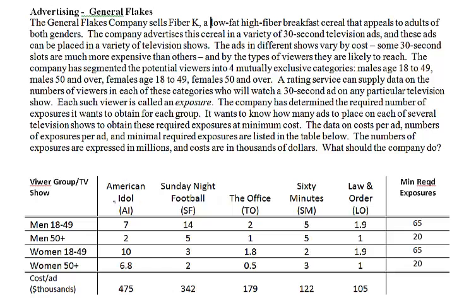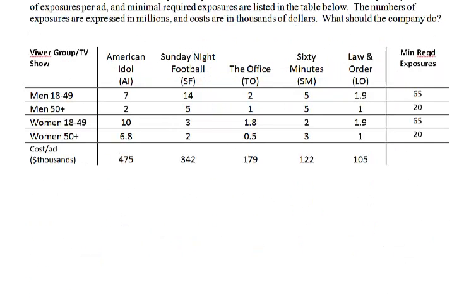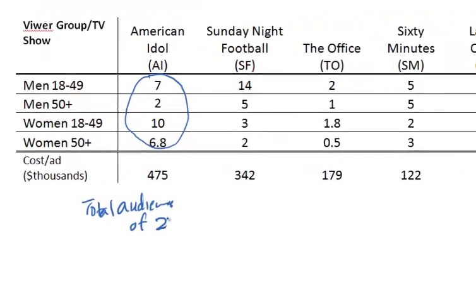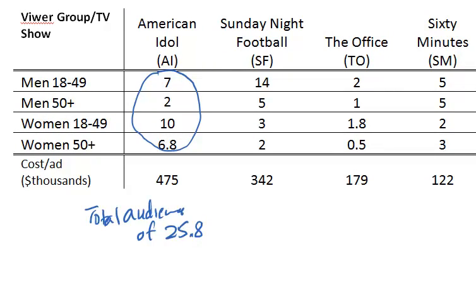For example, let's take a look at American Idol. One episode of American Idol is seen by 7 million men between the ages of 18 and 49, that is, younger men, and 2 million men 50 or older, 10 million women 18 to 49, and 6.8 million women 50 or older. So if I add up all these numbers, I get a total audience of 25.8 million. So if you place the cereal ad on one episode, it will be seen by this many people.